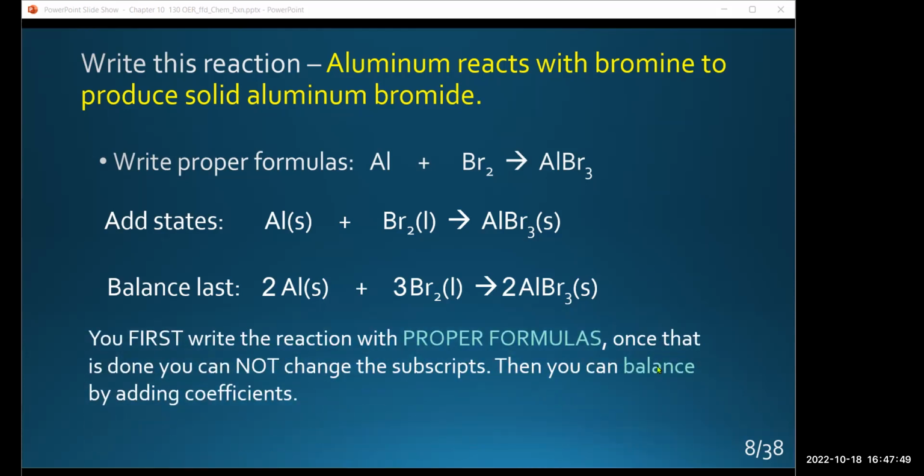All right, so we first write the reaction with the proper formulas. Once you're done, you don't change the subscript. That's the formula for the compound. But we can add all the coefficients that we want. Now, let's say, for example, you're balancing this, and for whatever reason, you come up with a number that's twice that. So instead of 2, you get 4. Instead of 3, you get 6. And instead of 2 here, you get 4. And that in itself is a balanced chemical reaction.